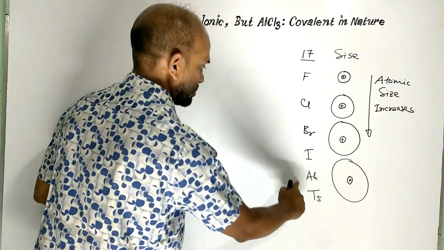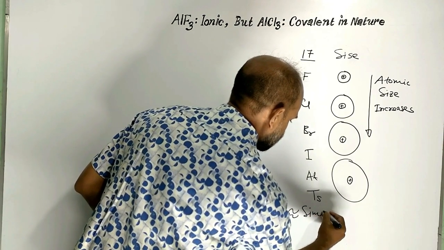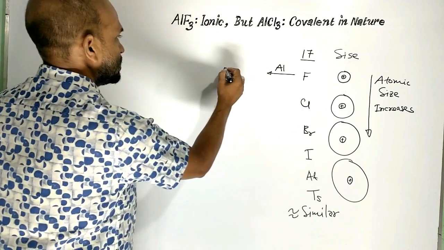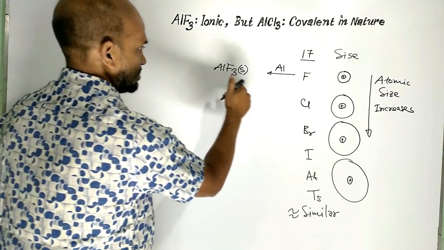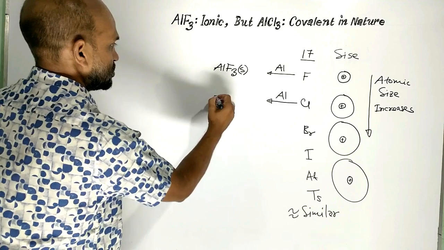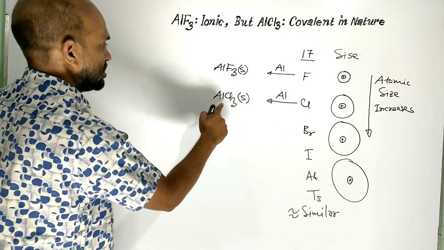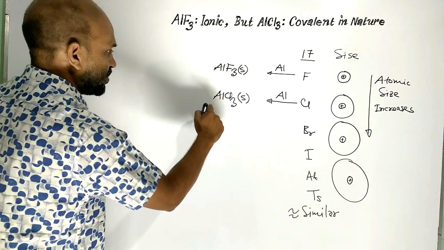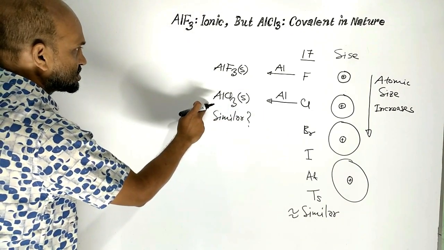Again, we know elements that belong to a specific column are almost similar in properties. That means the compound of fluorine with aluminum, aluminum fluoride, is solid under normal condition, then the compound of chlorine with aluminum, which is aluminum chloride, is also solid under normal condition. As these elements are almost similar in properties, these compounds should be similar, but not exactly similar.